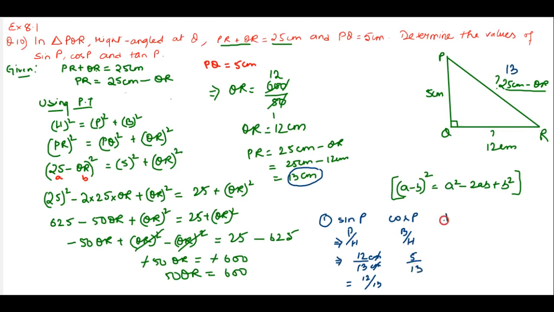Now the last term is tan P. For tan, the formula is perpendicular by base. How are we going to select perpendicular? From P point of view, because our acute angle is P out here, right? So from P point of view, our perpendicular is 12, and our base is 5. So this is our answer.